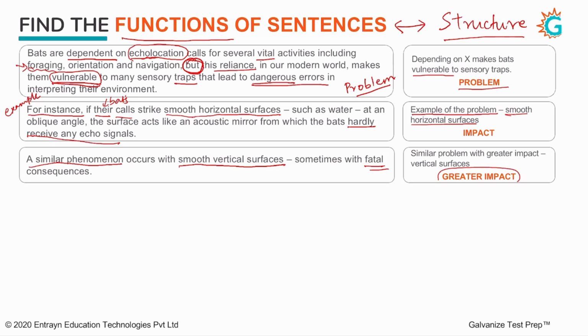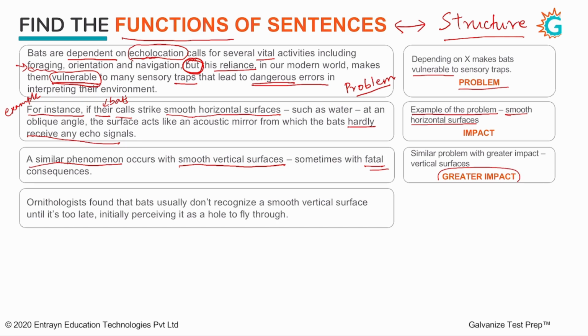The fourth sentence says, ornithologists found that bats usually don't recognize a smooth vertical surface until it's too late, initially perceiving it as a hole to fly through. Now this seems to give us a cause for the problem that was identified earlier, right? Well, of course, there is a technical word here, ornithologists, and don't worry, it's some ologists, some sort of scientists, and in this case you might take a good guess that these are probably scientists who study birds, or well, technically the bat is a mammal, but I'll go with that for now. So some ologists found that bats can't recognize smooth surfaces, and they think of these smooth surfaces as a hole to fly through, right?